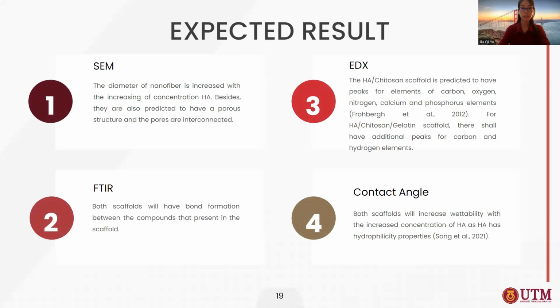In EDX analysis, the HN chitosan scaffold is predicted to have peaks for the elements carbon, oxygen, nitrogen, calcium, and phosphorus, while the HN chitosan gelatin scaffold has additional peaks for carbon and hydrogen elements. Lastly, the bone scaffold will have increased wettability with increased concentration of HN.